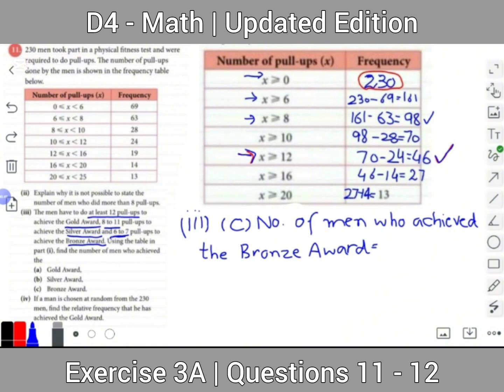So here for 6 pull-ups, the frequency is 161, and since there is no information regarding 7 pull-ups, we will see the number of 8 pull-ups. So the frequency for 8 pull-ups is 98. We will subtract 98 from 161 and it will give us 63. So the number of men who achieved the bronze award is equal to 63.